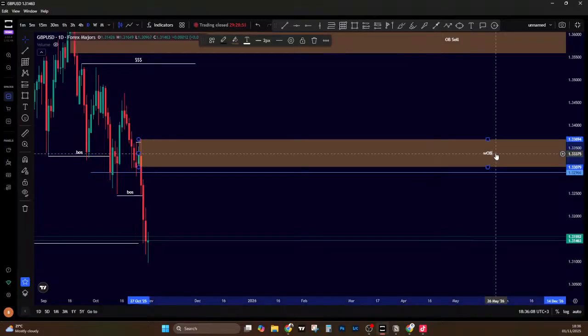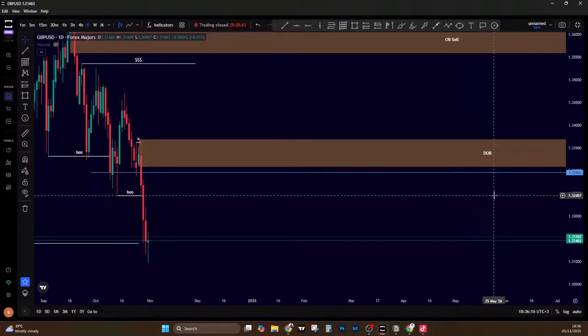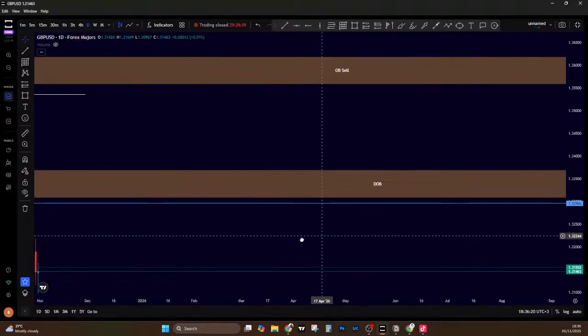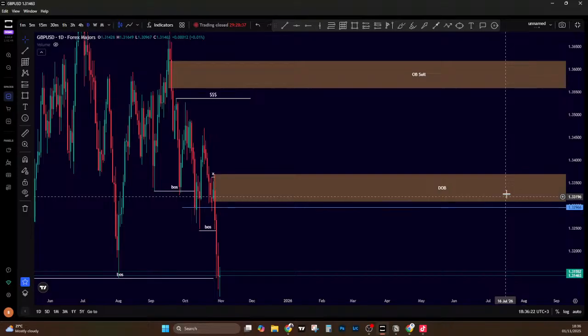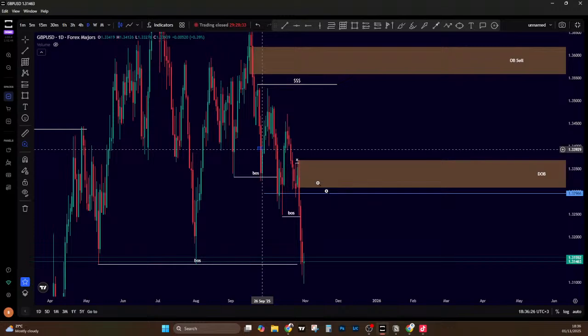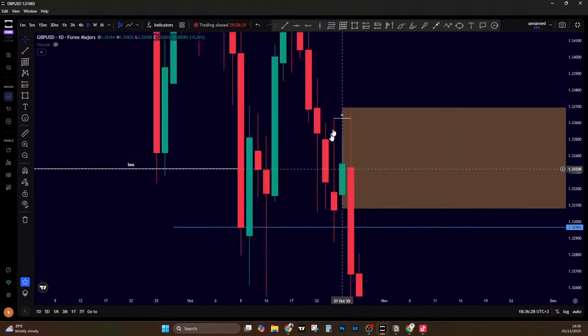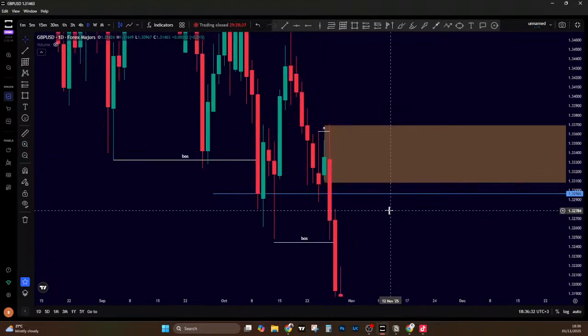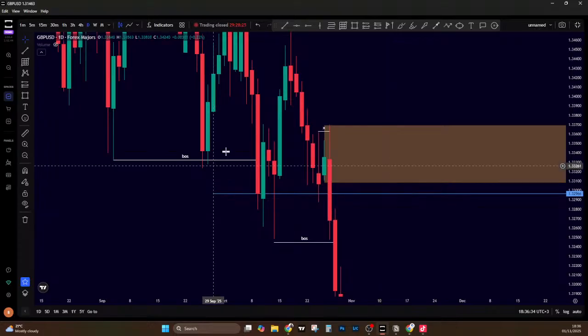So we rename our weekly order block to daily order block. That becomes our daily order block, this one. And this is the order block I am talking about, this area. And as you can see, it aligns with a BOS here.